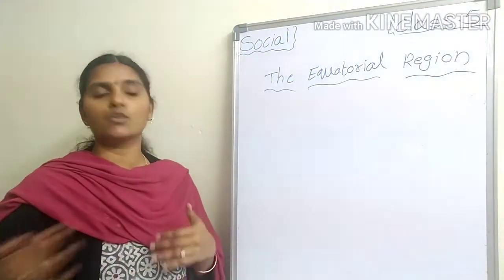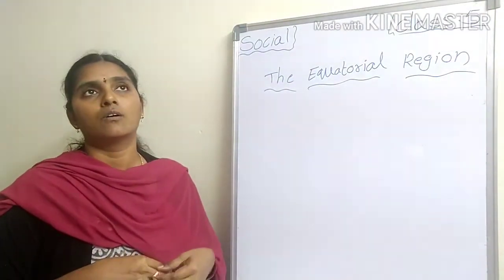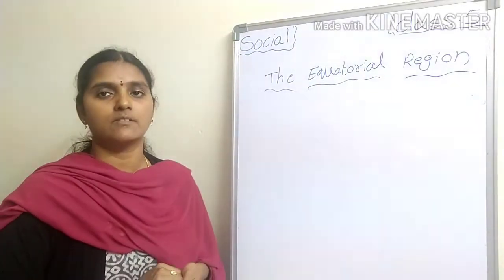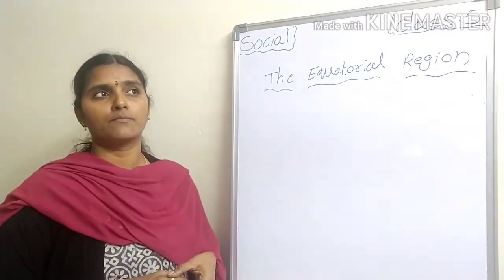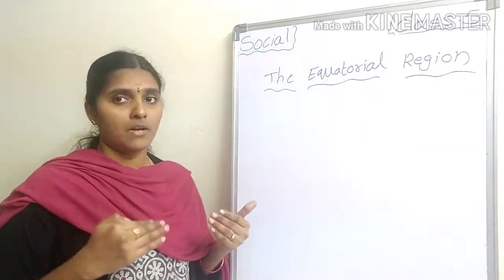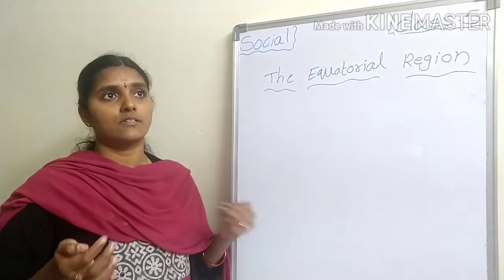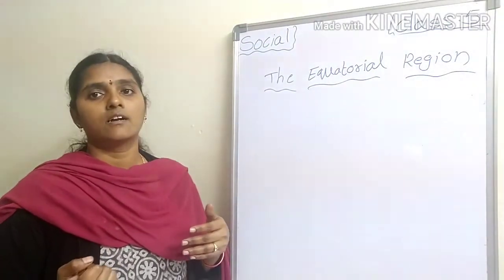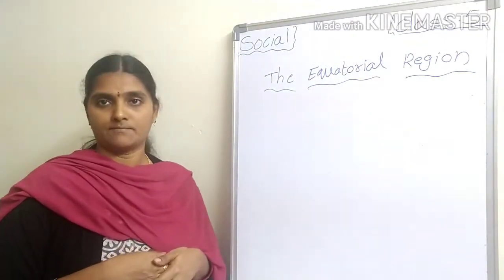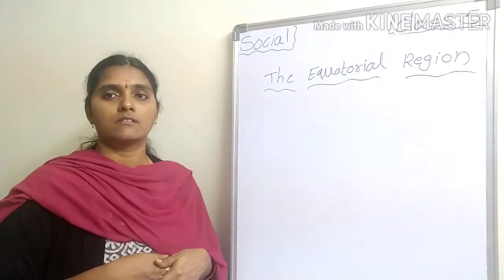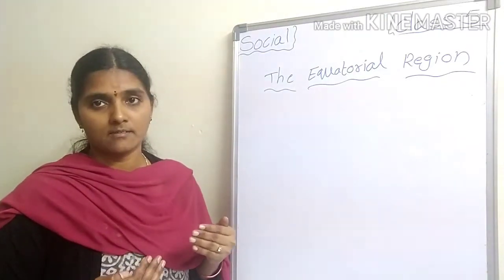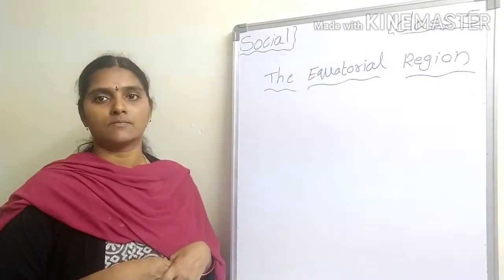The equatorial areas are also rich in mineral reserves. Pygmies live in the Congo region. Semangos live in Malaysia. Canomania live in Brazil. All these I have explained in the previous class.